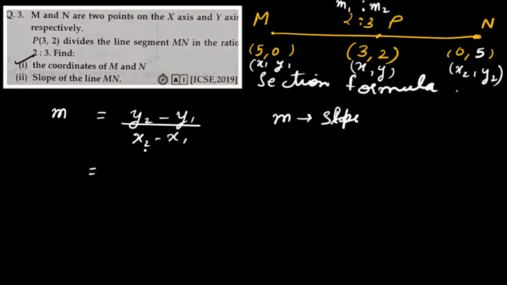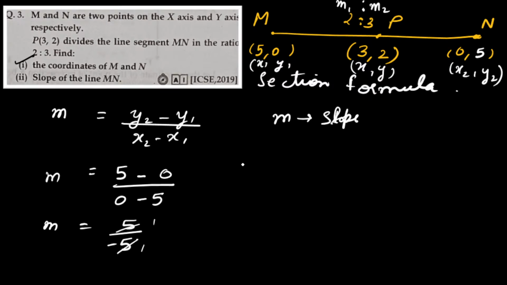So here we just have to substitute. y2 is 5 minus y1 is 0, x2 is 0 minus 5. So 5 minus 0 is 5 and 0 minus 5 is minus 5. So we'll do cancellation here, 5 into 1, 5 into 1. So m is equal to -1. So the slope of line MN is equal to -1. So now Shreyasi and Jayashri have given the answer. Even Abuni has given the answer. Good.